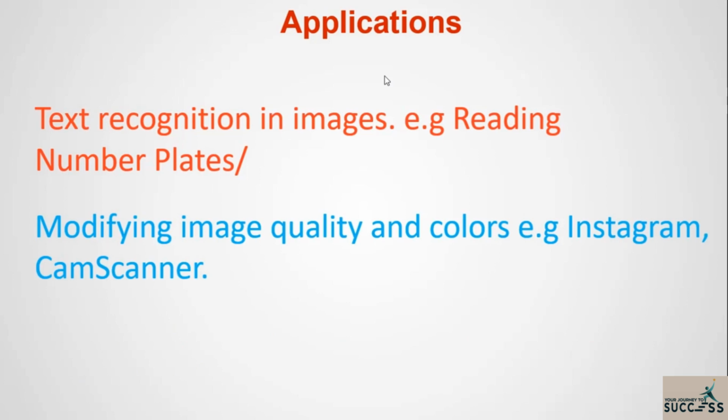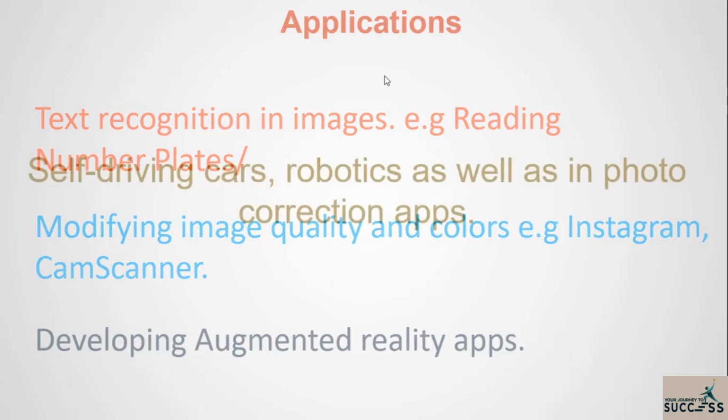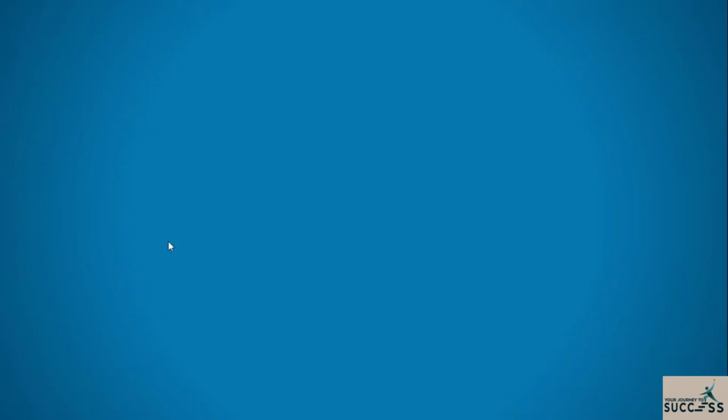and modifying image quality and colors, for example, Instagram, CamScanner. So we can say that a lot of photo editing software uses OpenCV to make their software, and then it is used for developing augmented reality apps as well. Now, a lot of work is going on in self-driving cars, robotics, as well as in photo correction apps. Now, all of them are using OpenCV a lot. So yeah, that's all we need to understand about OpenCV. So we will be using OpenCV to make a screen recorder in Python.